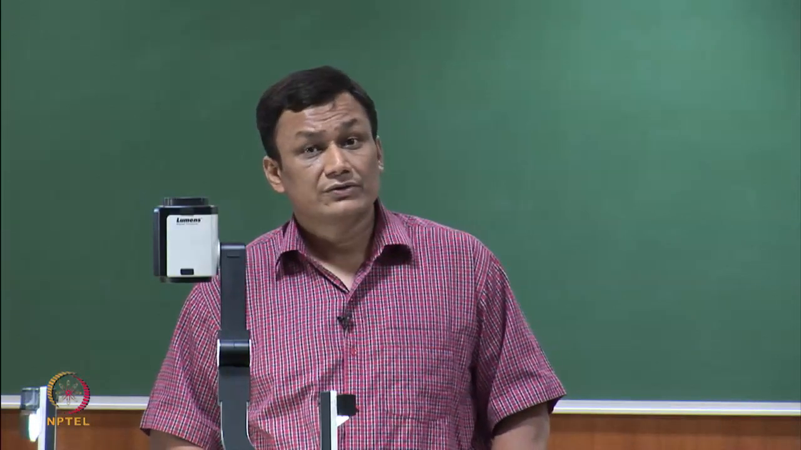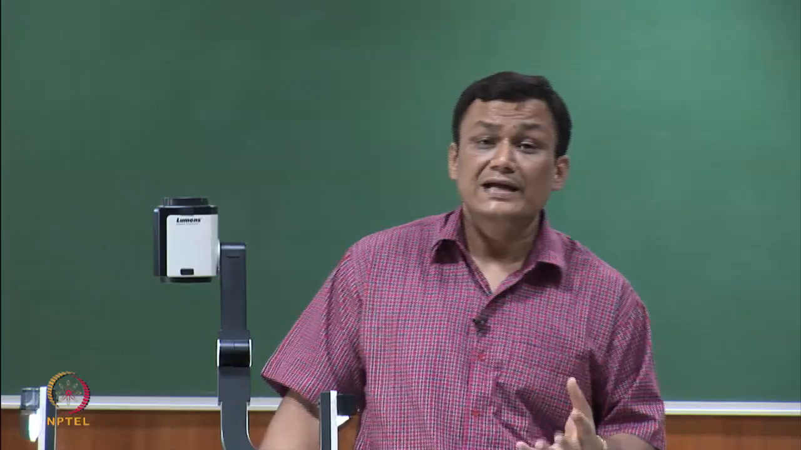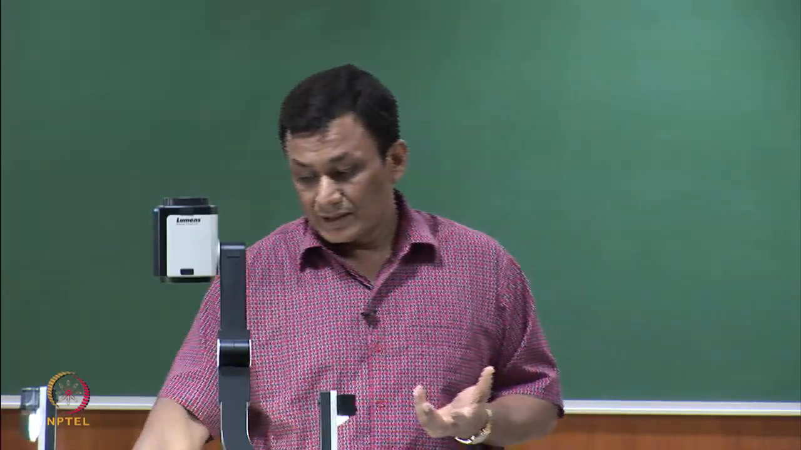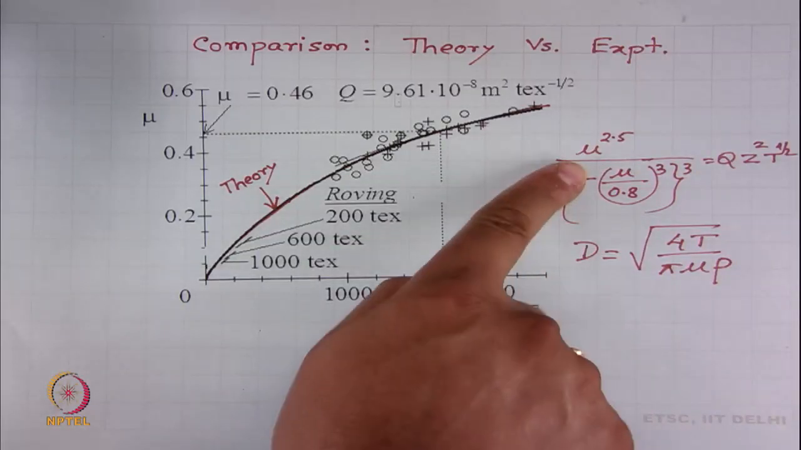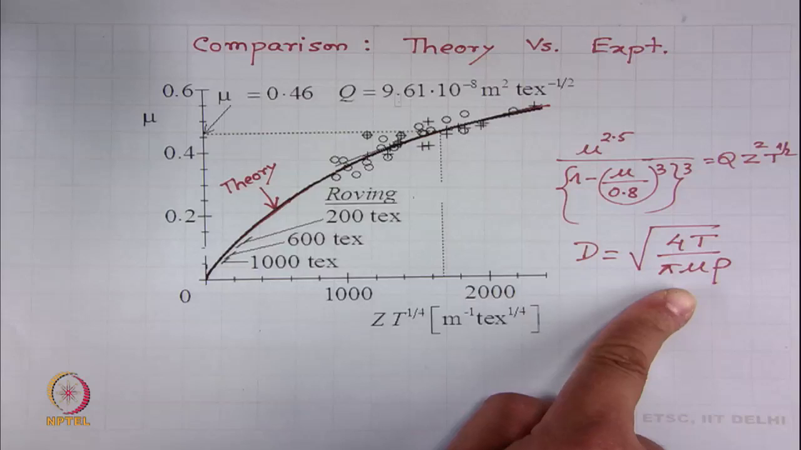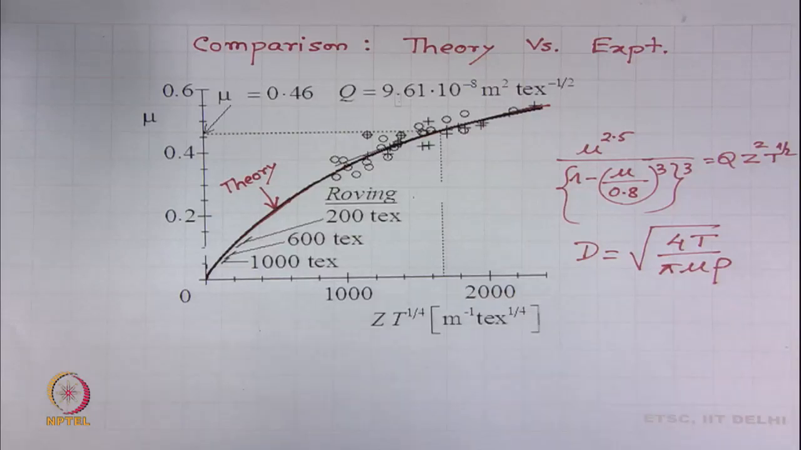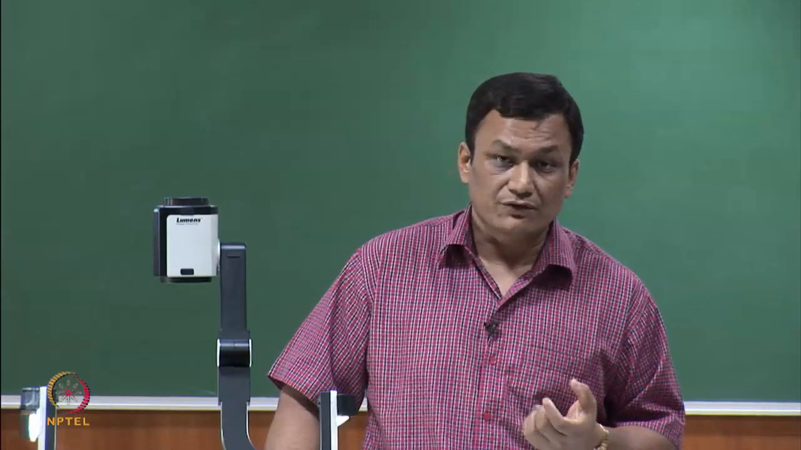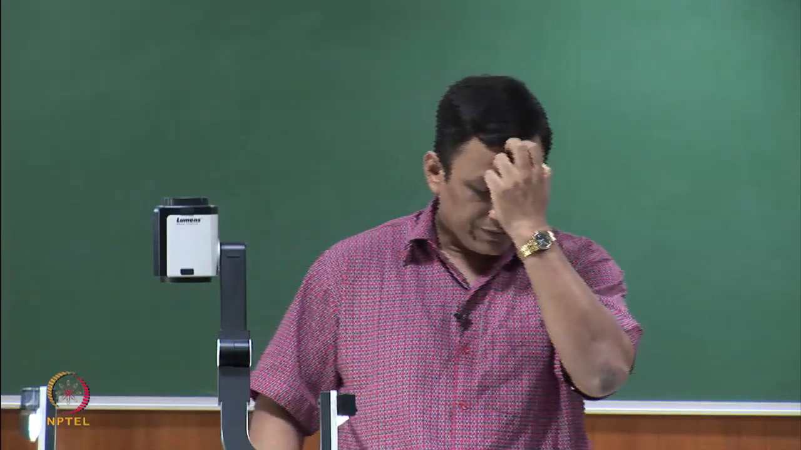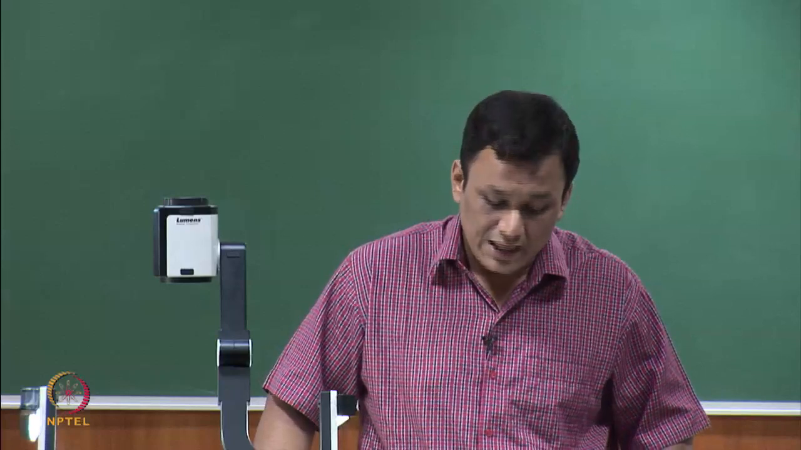So, as I told you at the beginning of this module, packing density is the variable which governs this relation. You see in both relations packing density is significantly present. So, basically packing density is the variable which governs these two relations, the relation among yarn count, yarn twist and yarn diameter.